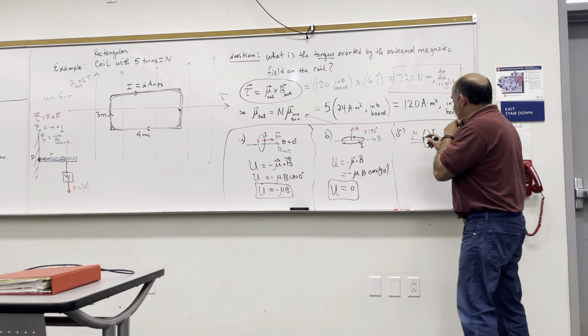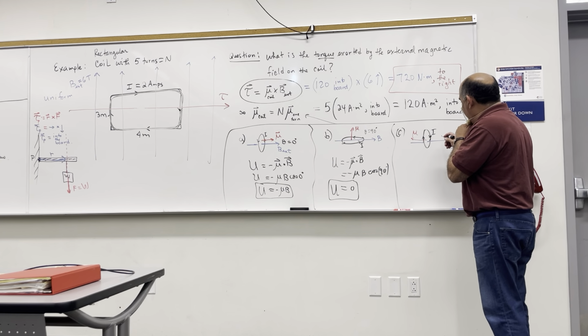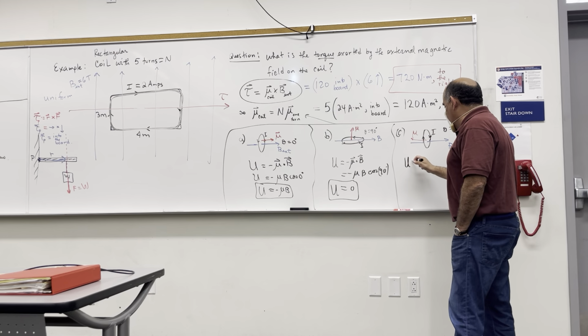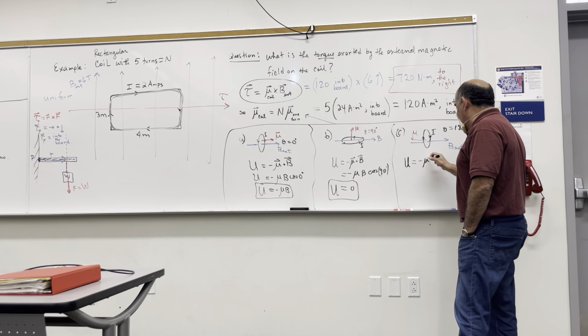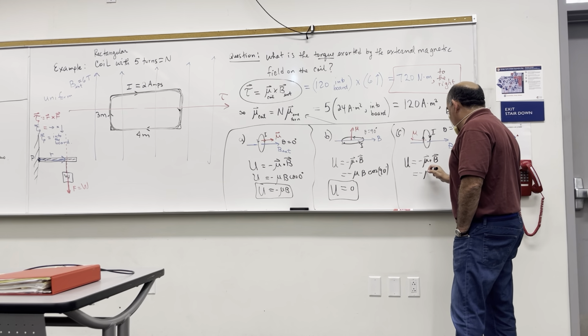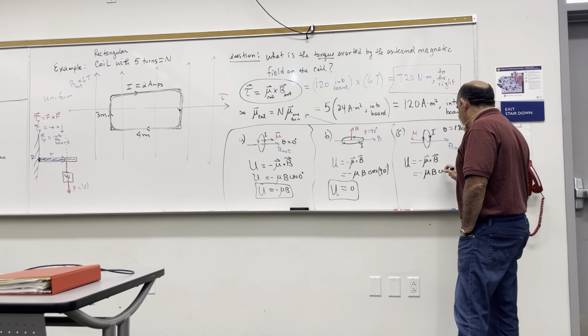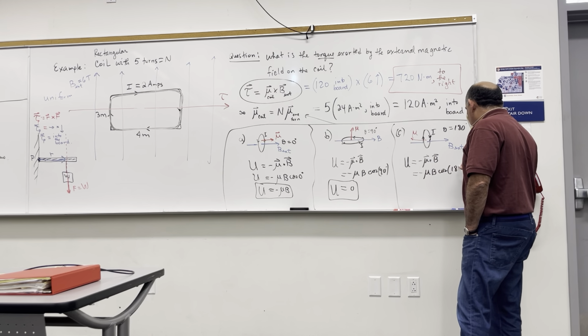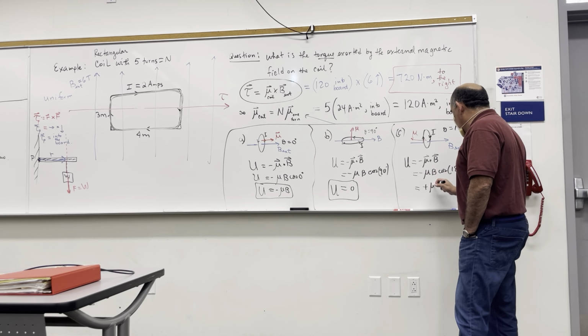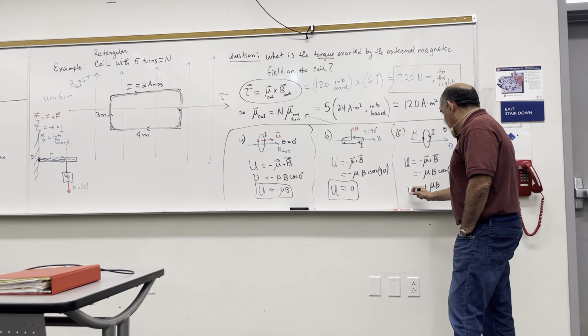And the angle between the magnetic dipole moment and the magnetic field that the loop is sitting in is 180 degrees. So the magnetic potential energy here is minus mu dot B, which will be minus mu B cosine of 180 degrees. But the cosine of 180 degrees is minus 1, so this will be plus mu B external.